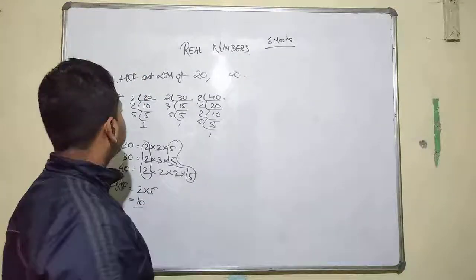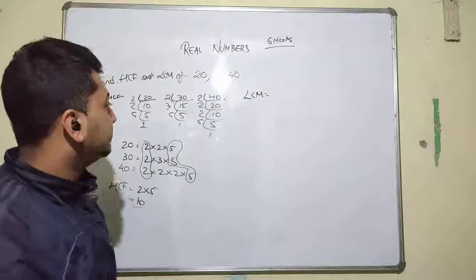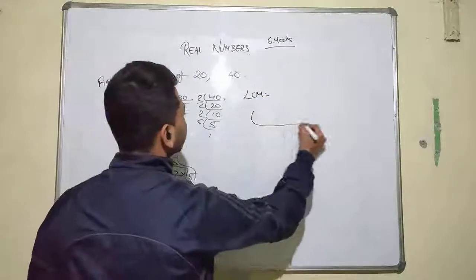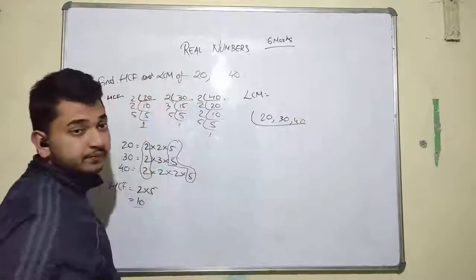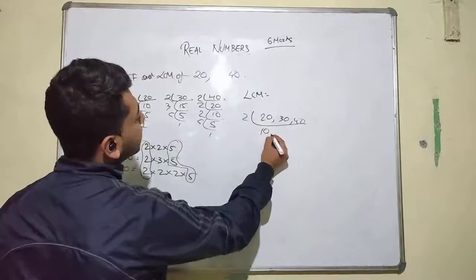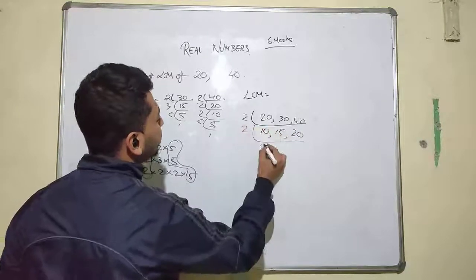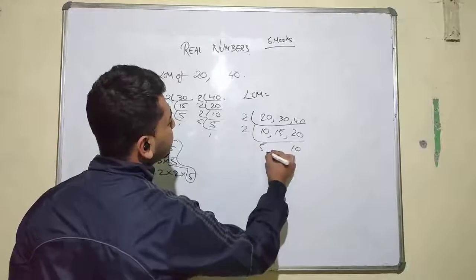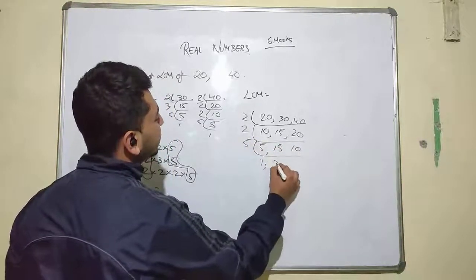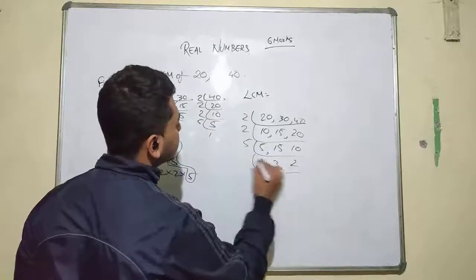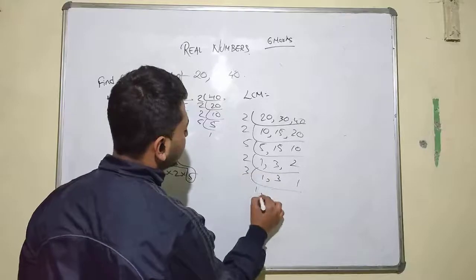Now we will move to LCM. 20, 30 and 40. 2 10s are 20, 2 15s are 30, 2 20s are 40. 2 5s are 10, 2 10s are 20, 5 1s are 5, 5 3s are 15, 5 2s are 10. 2 1s are 2, 3 1s are 3.